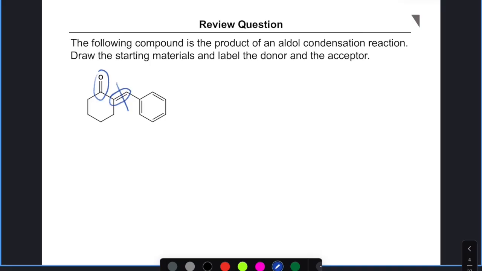The acceptor is the electrophile. So this part would be my acceptor, my electrophilic fragment. This piece over here is my donor, or my nucleophilic fragment. Again, the nucleophile still contains the carbonyl. The electrophile contains what used to be the carbonyl. The double bond that you're targeting here, this carbon here, is the carbonyl. That's what used to be the carbonyl that was attacked by that nucleophile.